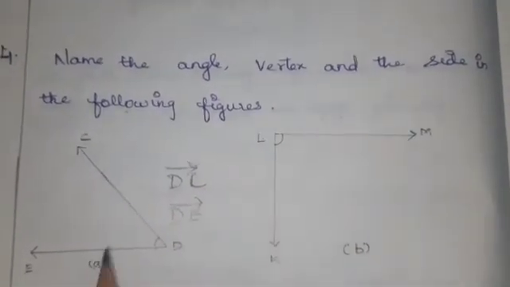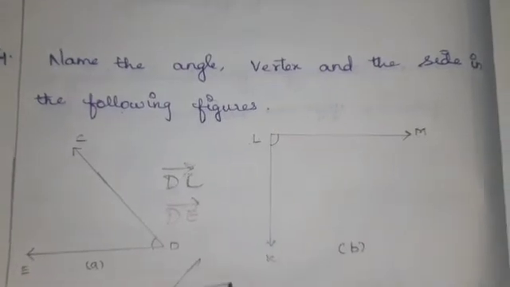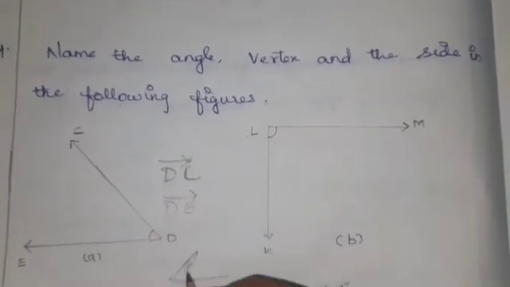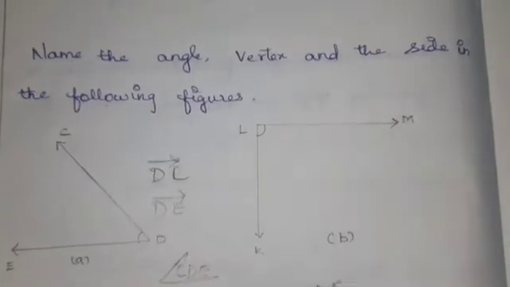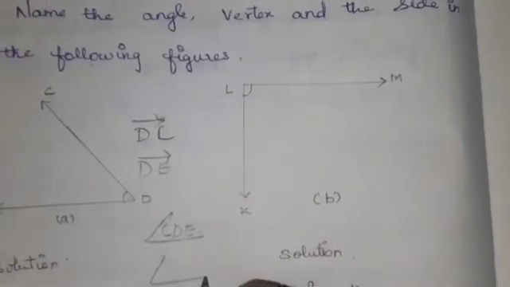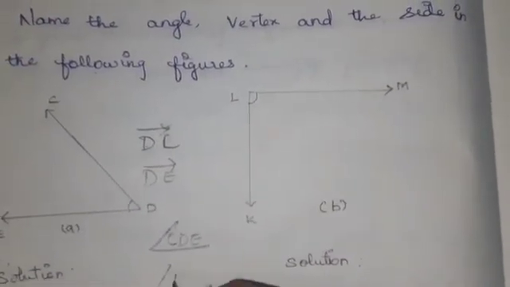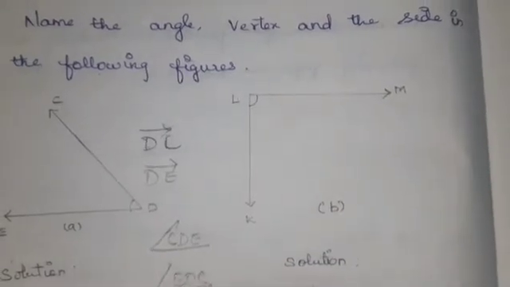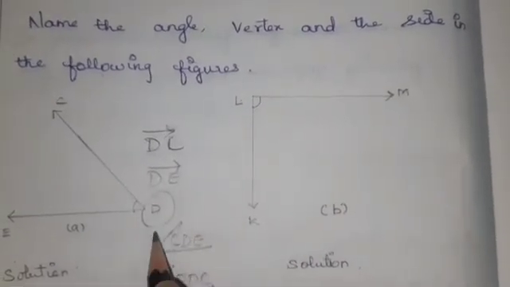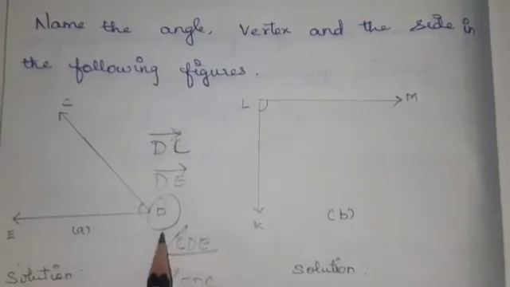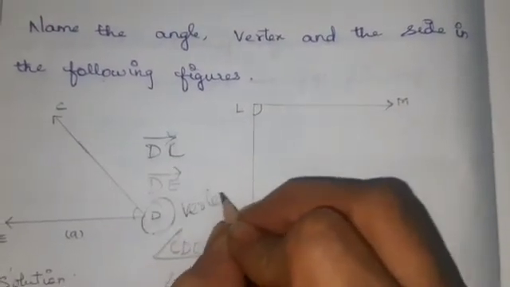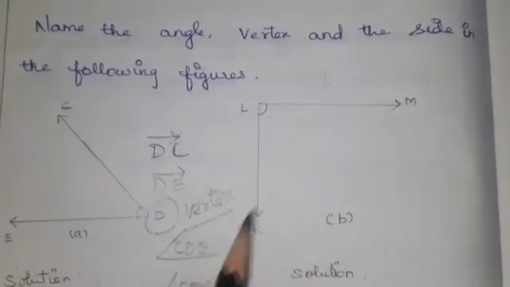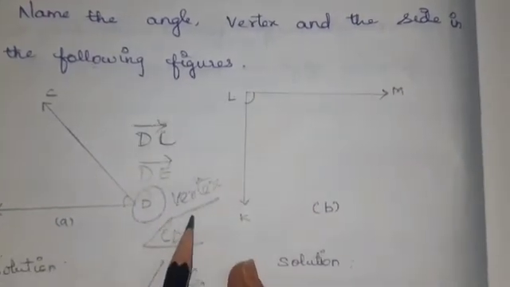So what is the angle then? Angle CDE, or you can also write as angle EDC. So what is the midpoint then? The midpoint is D and this midpoint is called as vertex. So what is the midpoint called as? The midpoint is called as vertex.